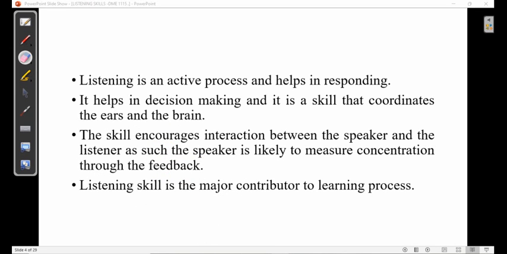So listening skill is a major contributor to the learning process. If you can't listen, you can't learn. So it is a very major contributor to the learning process.